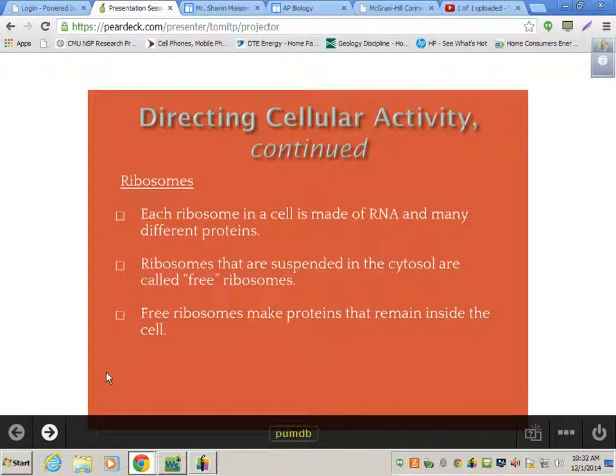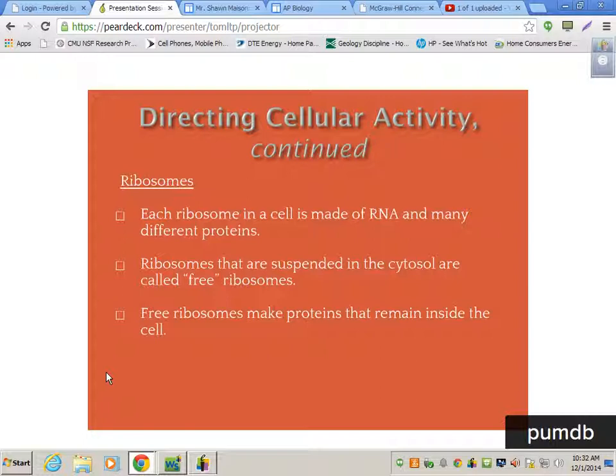So each ribosome in a cell is made of RNA and many different proteins. Ribosomes that are suspended in the cytosol are called free ribosomes because they are not attached to anything.